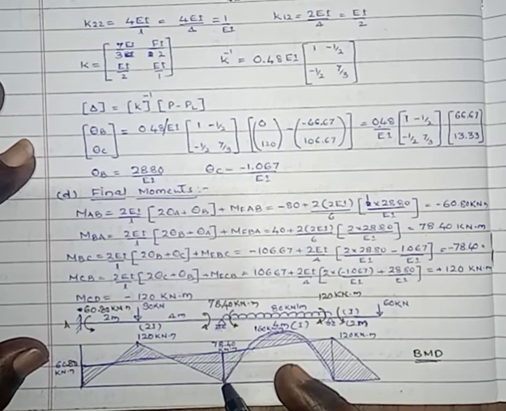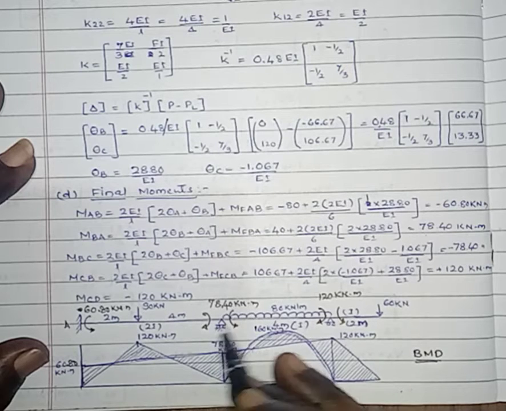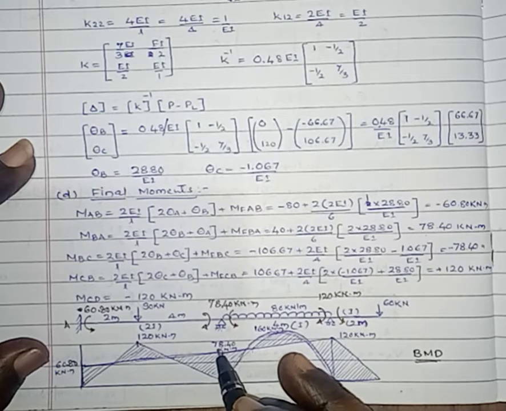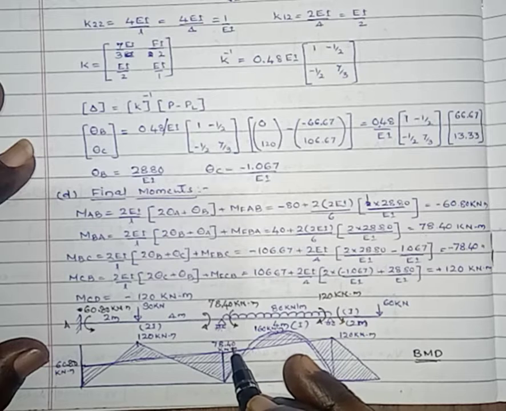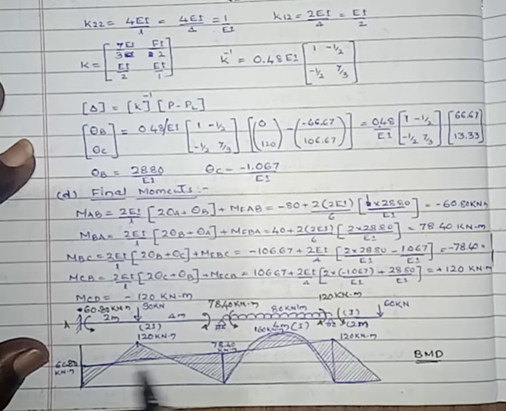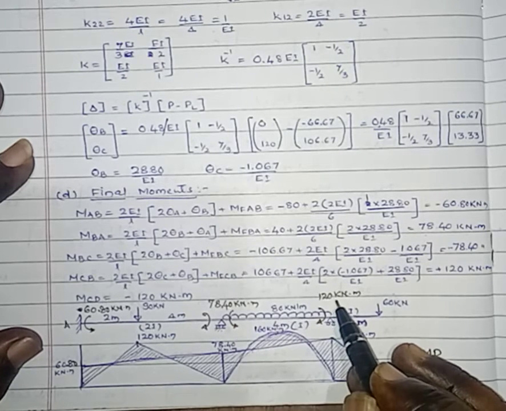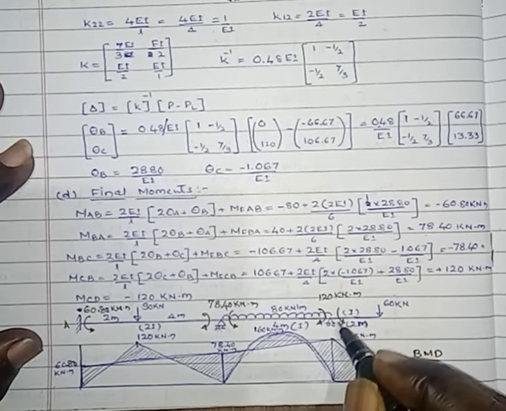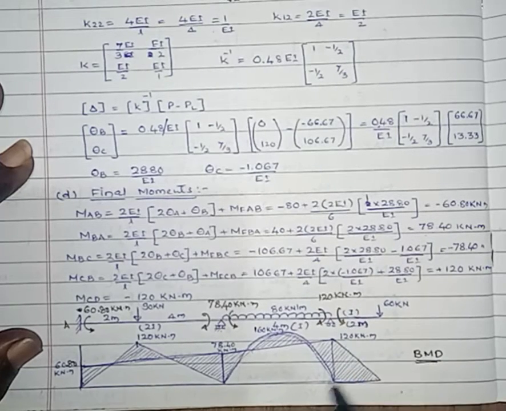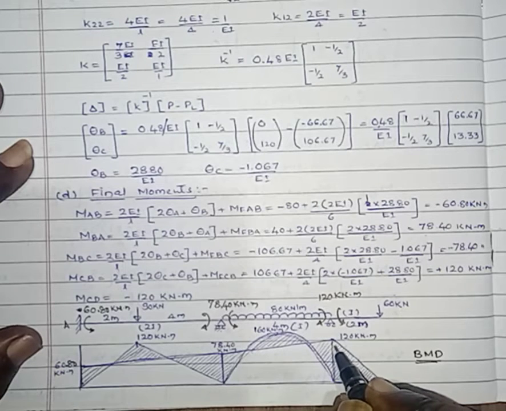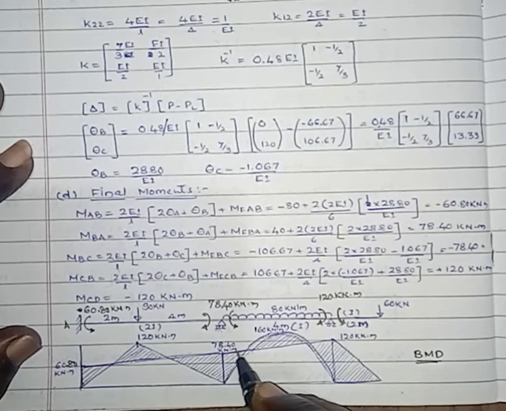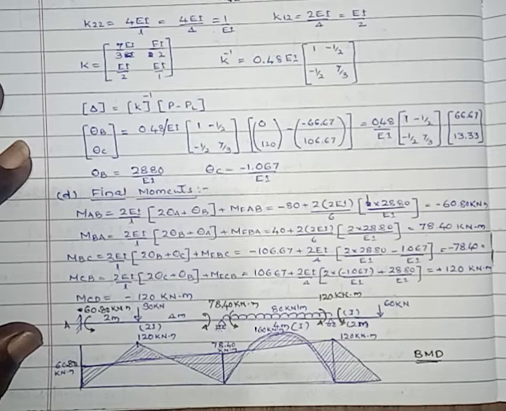At this point, both the support moments are hogging moments, hence draw the ordinate of 78.40. Then join these 2 points. Here we will get a trapezium. Then by observing this 120 kilonewton meter, this 120 kilonewton meter, both are hogging moments, hence draw an ordinate of 120 kilonewton meter above the reference line. Join these 2 points, then you will get another trapezium.